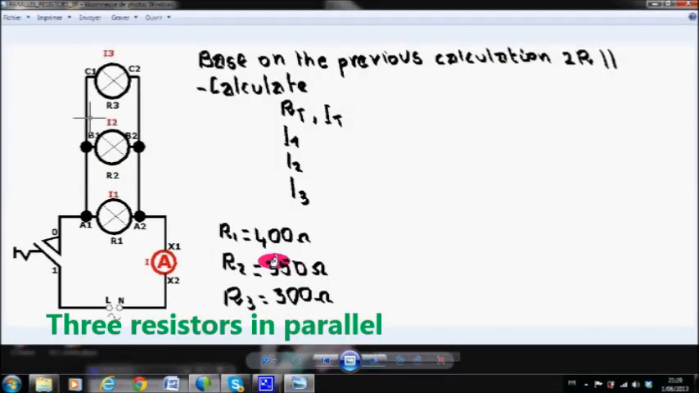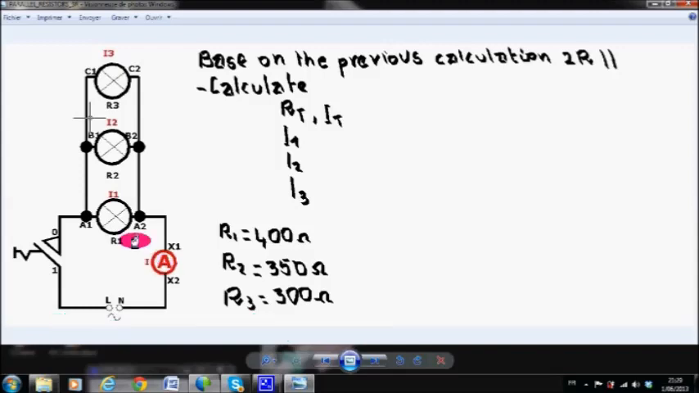Now we have 3 resistors in parallel. So the same circuit gets our ammeter to measure the current that flows through the main circuit, and then you get the first resistor, the second one, and then the third one. They are all light bulbs here. So now it's over to you to make the calculation as you have made it before, to calculate all the necessary parameters. Based on the previous calculation with 2 resistors in parallel, you have to calculate using the mathematics tools that you've seen with your mathematics teacher.